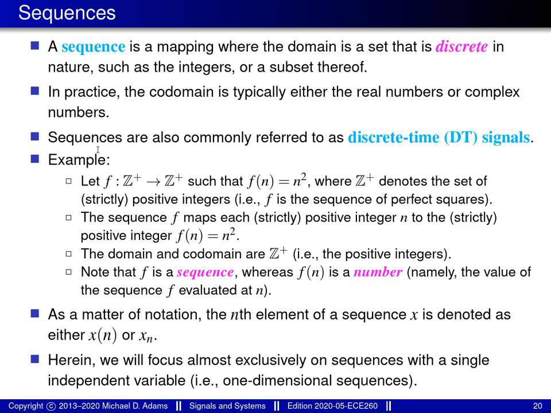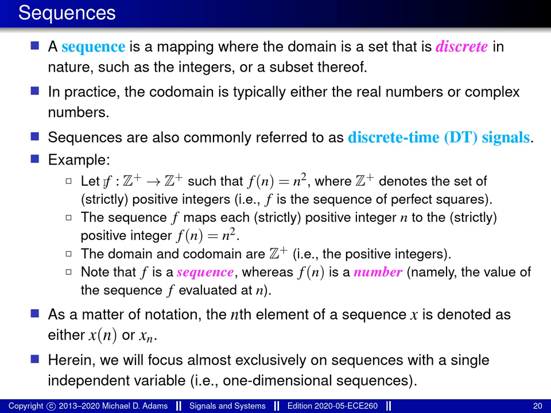Sequences are also commonly referred to as discrete time signals, as we saw earlier. Now what I'd like to do next is introduce some formal notation that relates to sequences. So first of all, let's use the symbol Z with a superscript plus to denote the set of strictly positive integers, in other words the integers 1, 2, 3, 4, and so on, which are sometimes referred to as the natural numbers. And what I want to do is look at this notation here for defining a sequence. It's kind of more formal. I'm going to go through and deconstruct it.